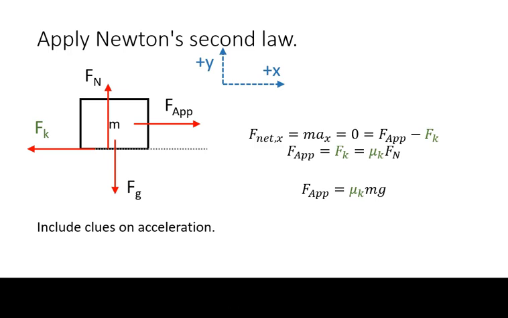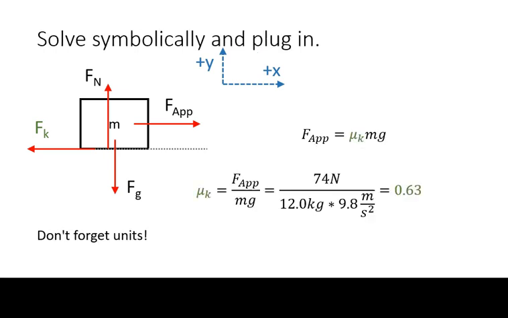We recall that in this problem, the velocity is constant, hence acceleration is zero. We substitute in for normal force, solve symbolically for the coefficient of kinetic friction, then plug in with units.